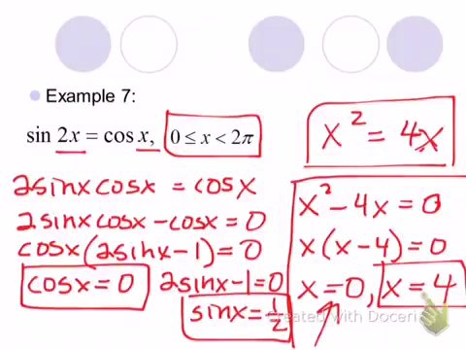So when you start mixing different trig functions, you can see that the techniques get a little bit more complicated right out of the blocks. So we're going to have to employ some algebra techniques, some factoring. You'll just about always be factoring if you have 2 trig functions.